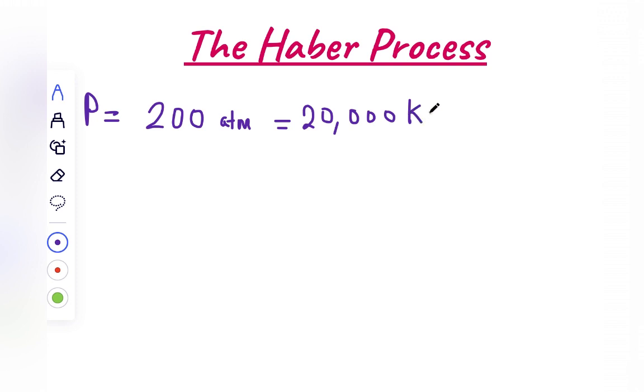So if you want to change to pascal, this will be what? This will be 20 million pascal. This is the value, because you have to add another 3 zeros to this 20,000 if you are changing to pascal. Kilo means times 10 to the power of 3, which is 1,000. Kilo means 1,000 of whatever you're saying. Okay, so this is 20 million pascal. This is 200 atmosphere.